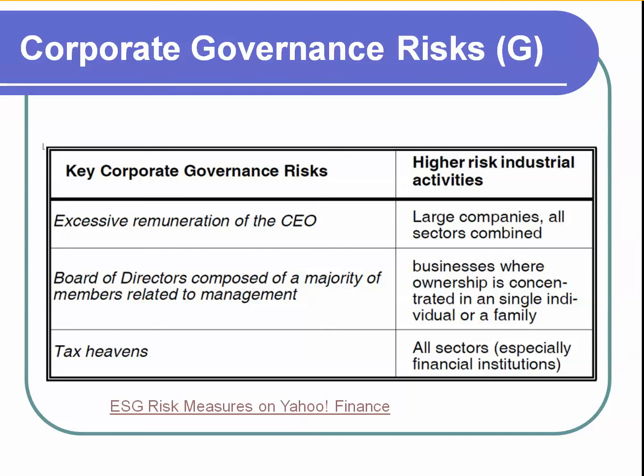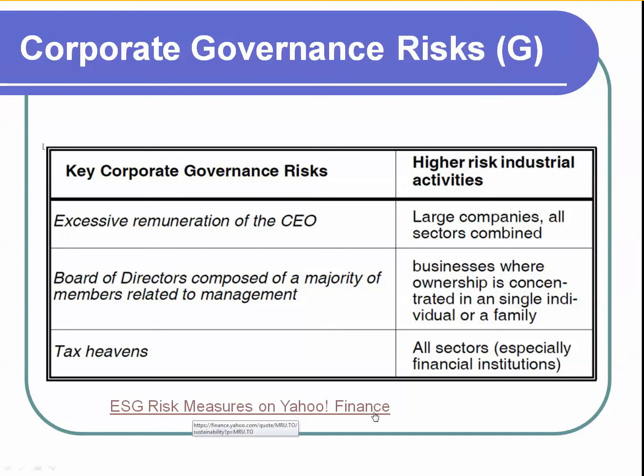For tax havens, all sectors can be concerned. Financial institutions historically have been known to have major activities in small tax haven countries, but we also know that large tech companies can try to transfer the profits to countries with very low tax rates. It is another type of tax haven.